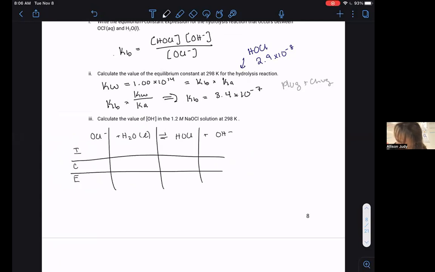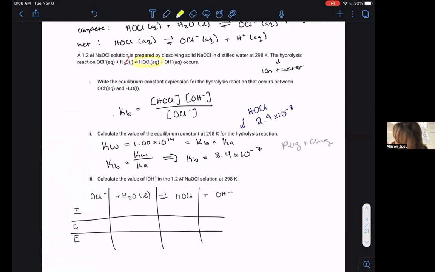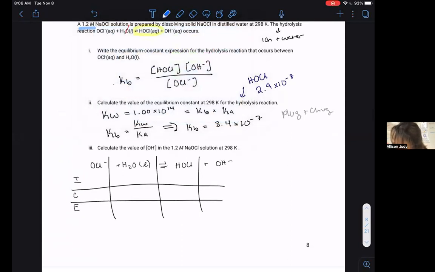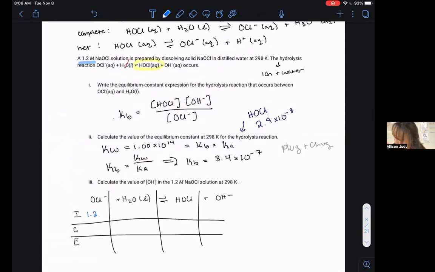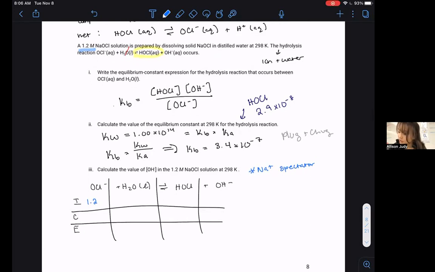And you know that at the beginning, you have a concentration of 1.2 molar. So that's what you're told of OCl minus, that is brought by the NaOCl. Here, Na is a spectator ion. It just is kind of bringing the important ion that actually reacts with the water, that actually does an acid-base interaction with the water.